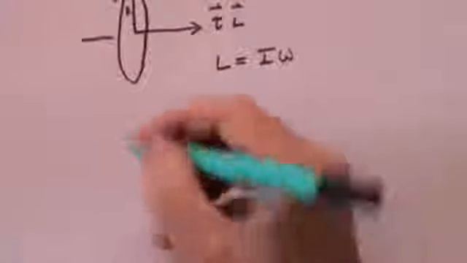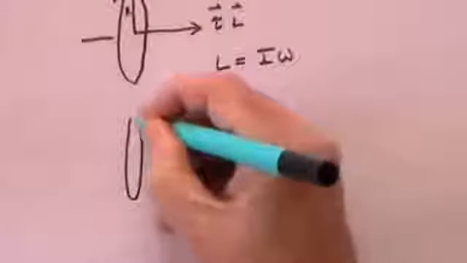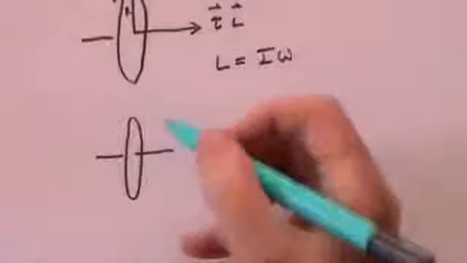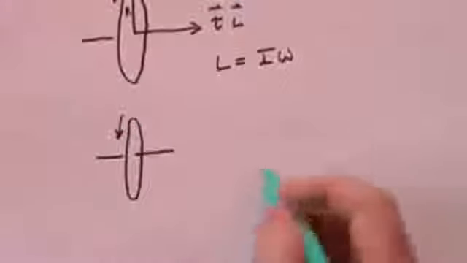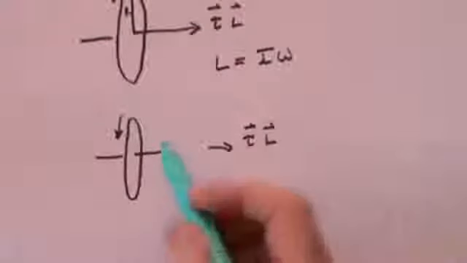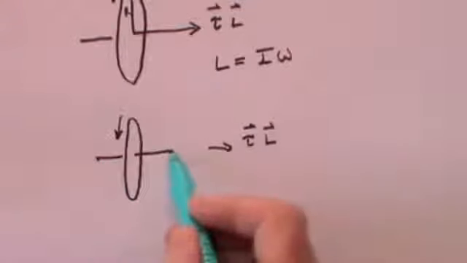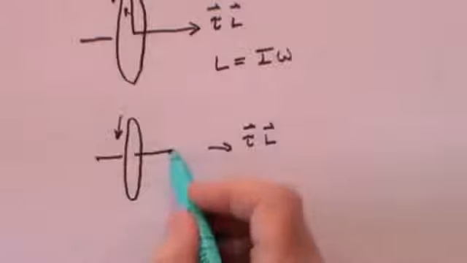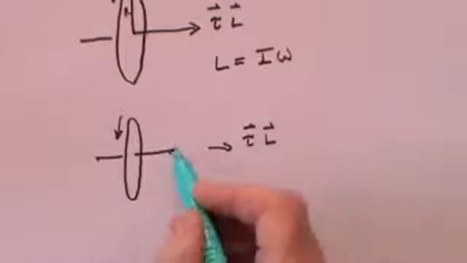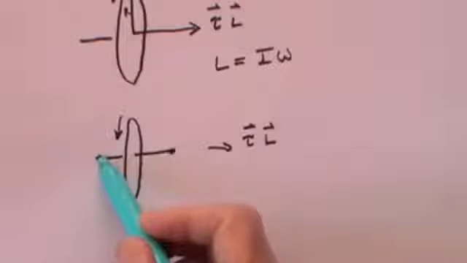Now I want to take this selfsame system, looking at the disc edge on, and here is the axis. I'm going to spin the disc in an anti-clockwise direction, which means, as we've said, the torque vector and the angular momentum vector are going to be in this direction along the axis. But I'm now going to get hold of the axis itself and try to twist it. In the case of this end of the axis, I'm going to pull it towards me, out of the paper. This end I'm going to push into the paper.